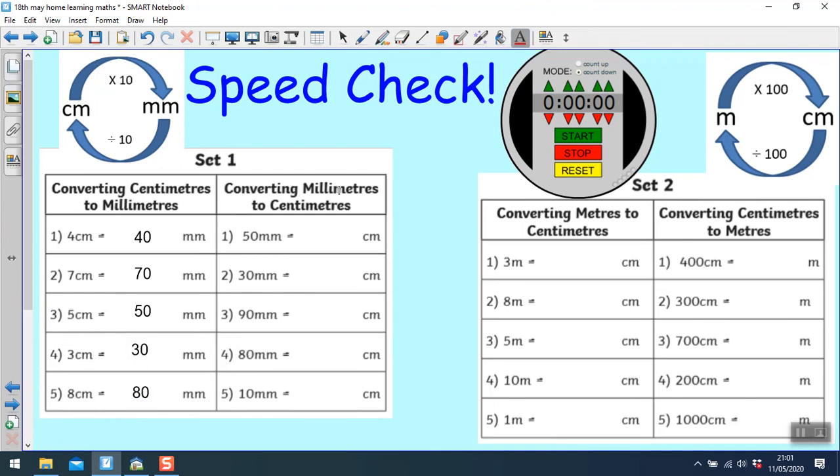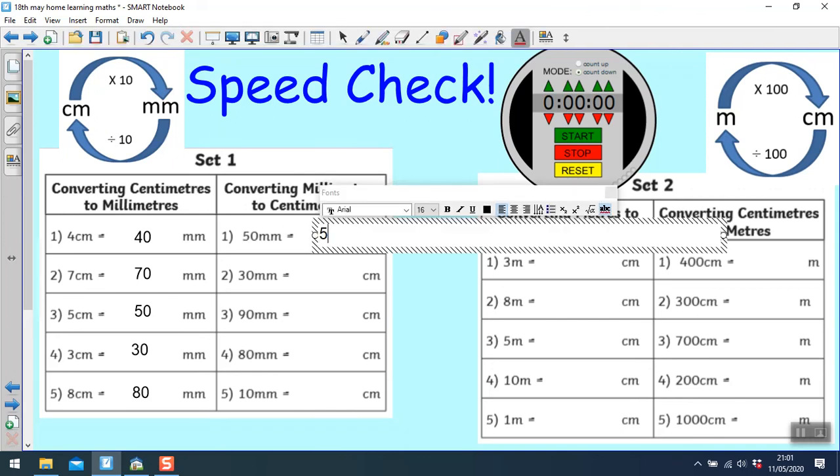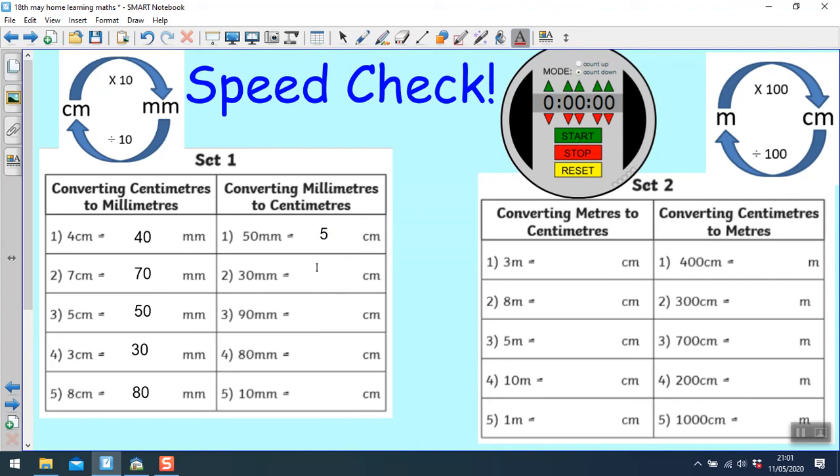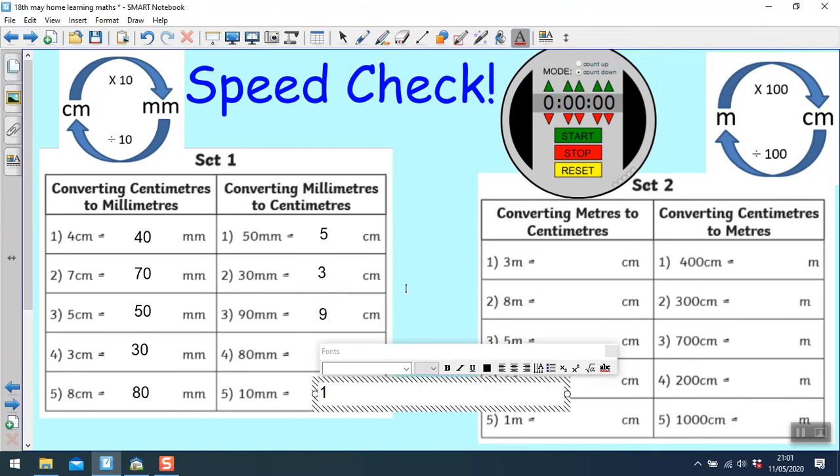To go from millimetres to centimetres, we divide the number by 10. 50 divided by 10 is 5, 30 divided by 10 is 3, 90 divided by 10 is 9, 80 divided by 10 is 8, 10 divided by 10 is 1.